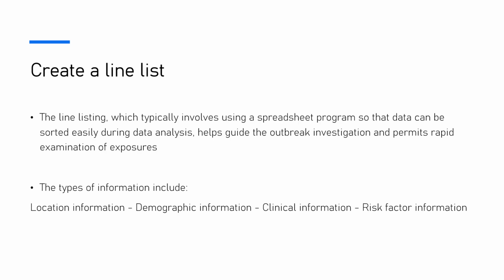The line list is like using a spreadsheet program, such as Excel. It can help us sort the data easily, analyze the data easily, and guide us in the outbreak investigation. The information that should be included is location information, demographic information, clinical information, and risk factor information. This list should be updated and followed up, so it can help us continue the investigation.